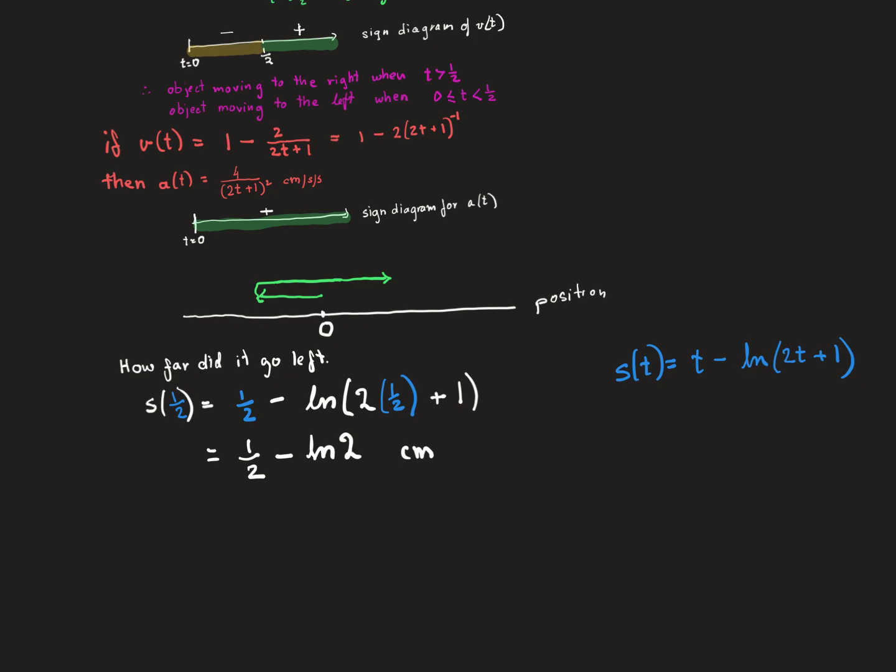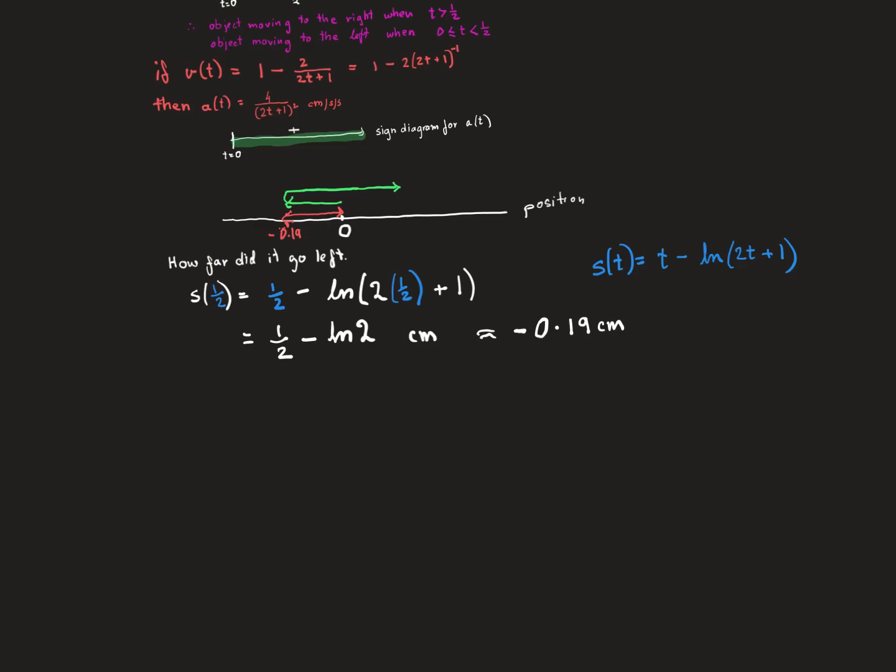Now this is a difficult concept for me to think about. Half minus ln 2, what does it really mean? It's approximately minus 0.19 centimeters, which means that this length here is not minus 0.19 centimeters, but 0.19 centimeters, because this is minus 0.19. Okay.